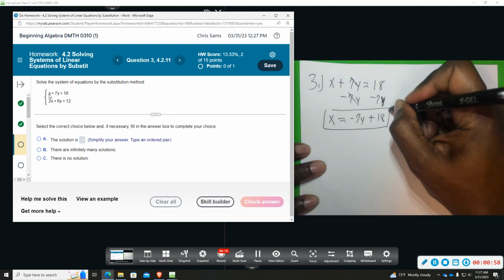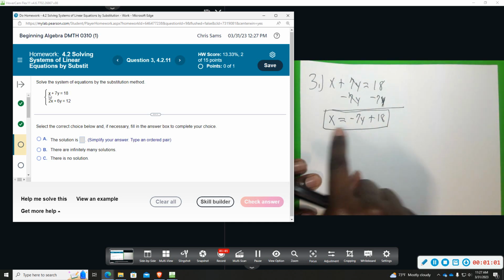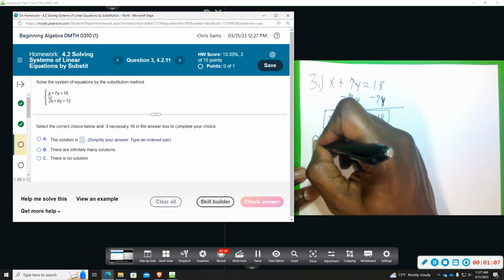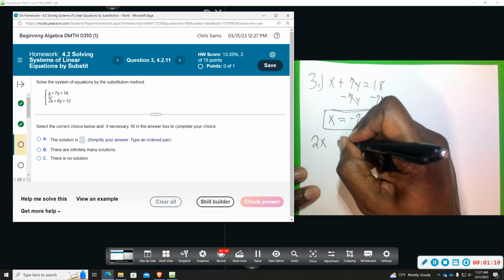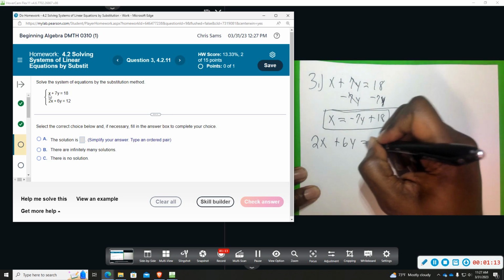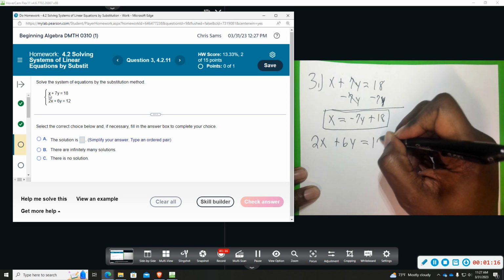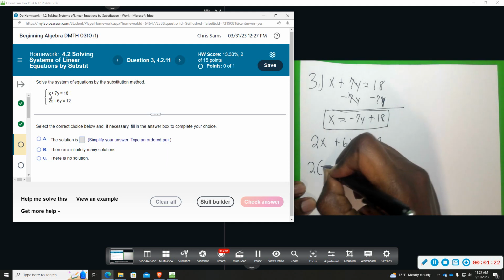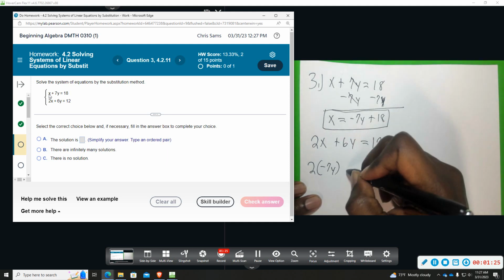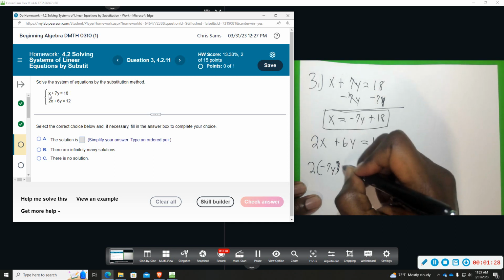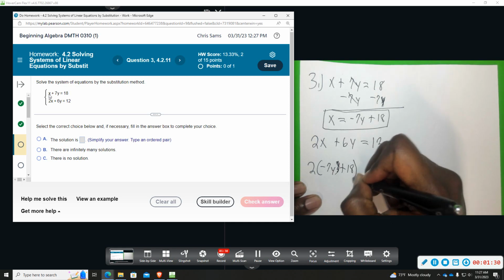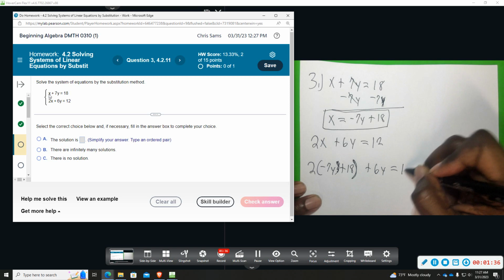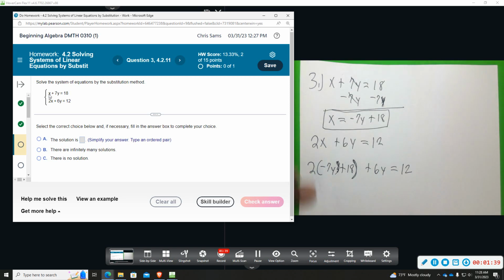All right, so now that I have solved this for x, I'm going to substitute all of this for x in the second equation. So my second equation is 2x plus 6y equals 12. So I'm going to write down my 2 in the place of x. I'm going to put in parentheses negative 7y plus 18, and then close it. And then finish the rest of the equation. So plus 6y equals 12. All right, and then we're going to solve it from there.